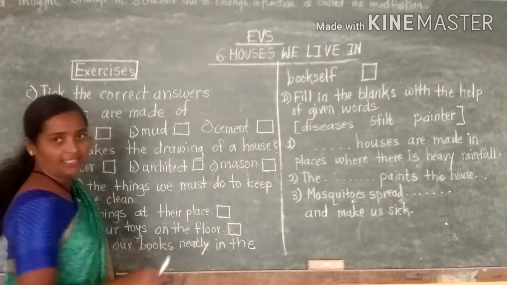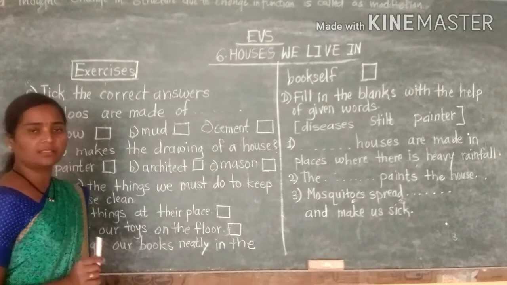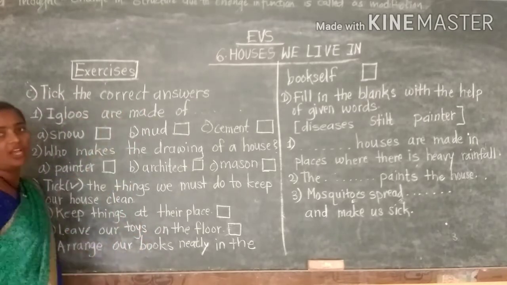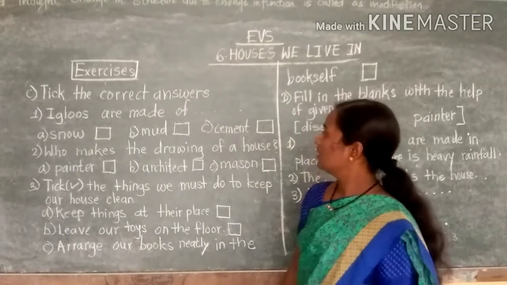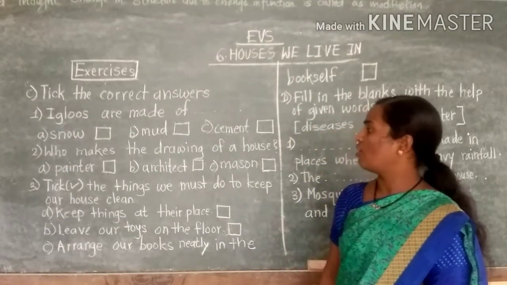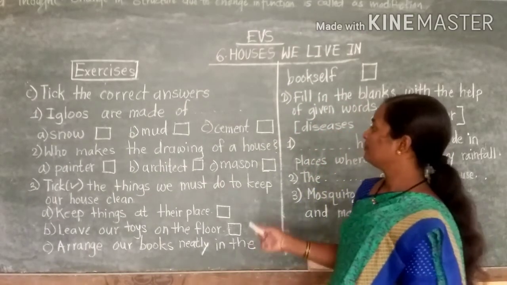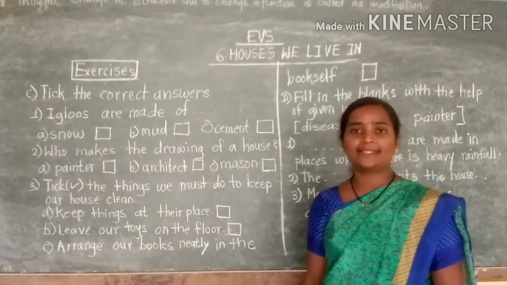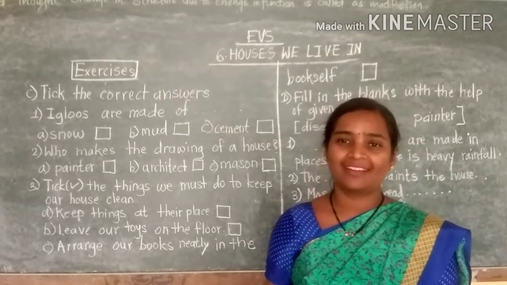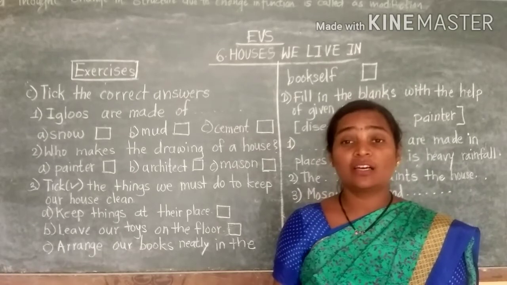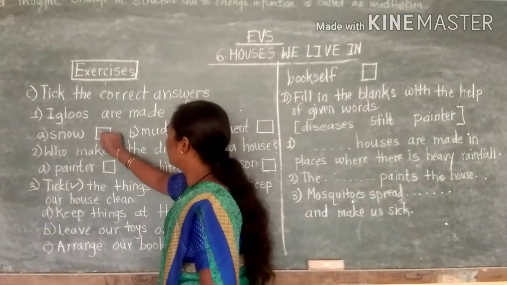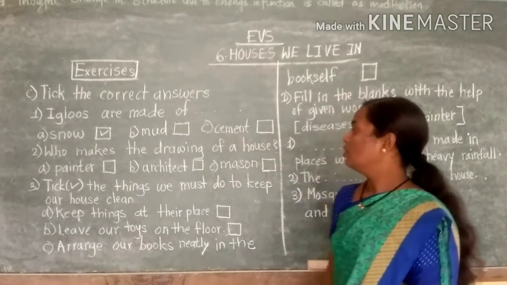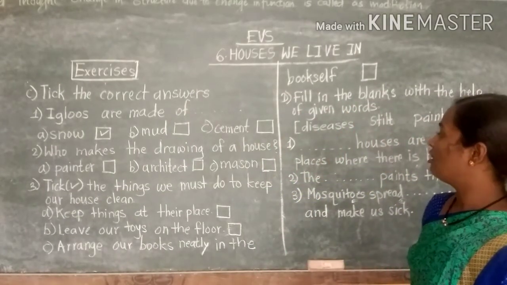Now, here is the next question, that is the C. Pick the correct answers. First, igloos are made of A. Snow, B. Mud, and C. Cement. Yes, correct. Igloos are made with the snow. Next, B. Who makes the drawing of house?